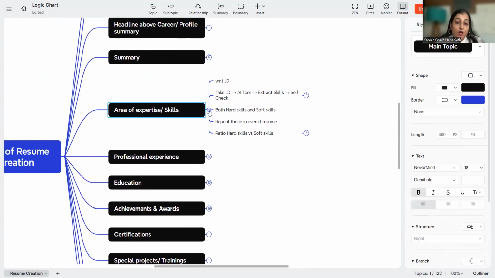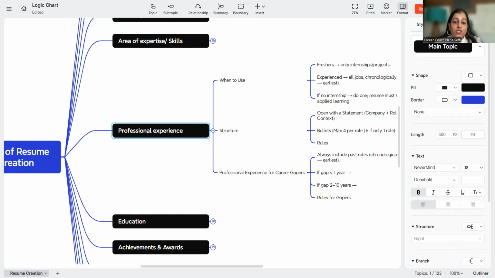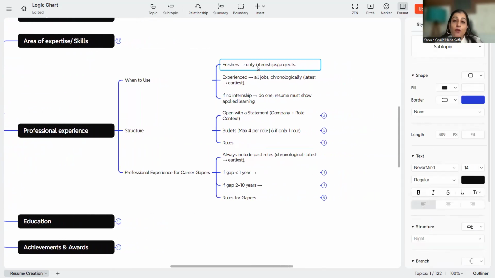Okay, so I think the area of expertise is quite clear now, and take a lot of notes from this mind map. Next, just below the area of expertise, comes the section called professional experience. If you are a fresher, you only have internships or projects to show, so you can use that. If you are experienced, you can mention all the jobs, but make sure the latest comes on top. Chronologically, it should be correct, from latest to earliest.